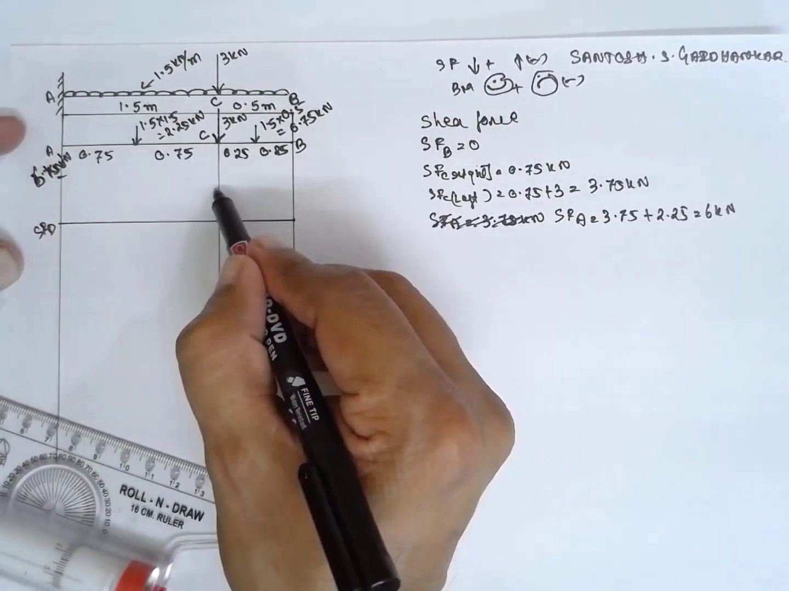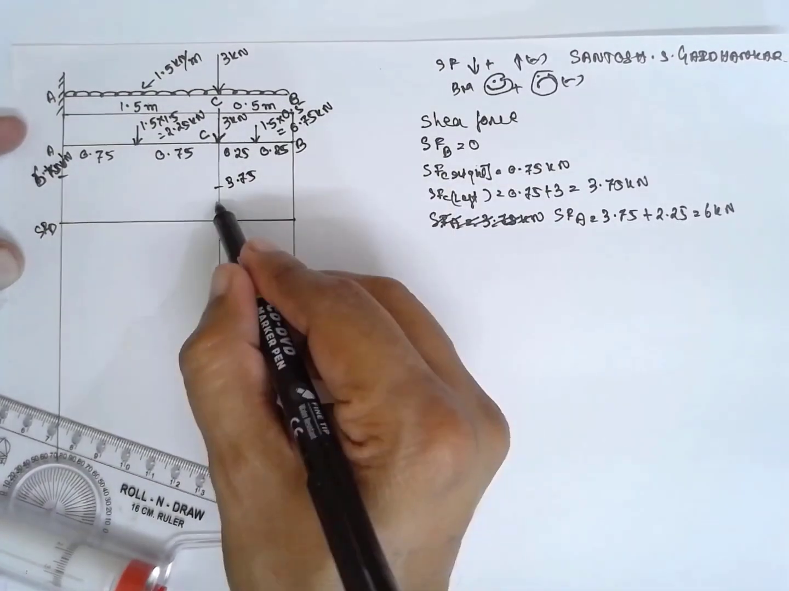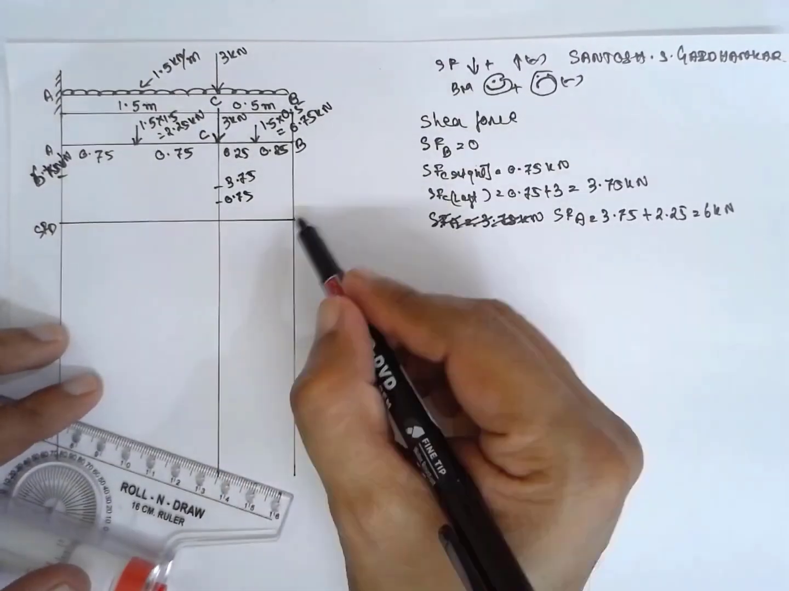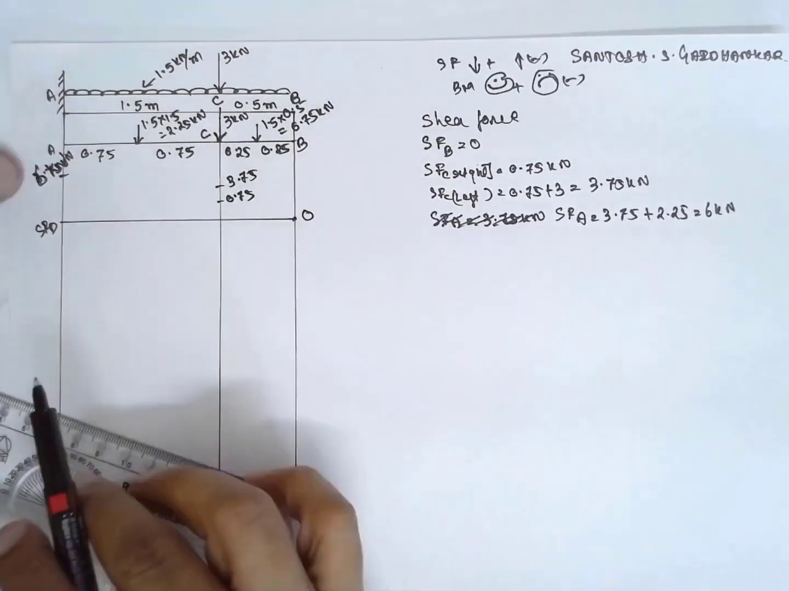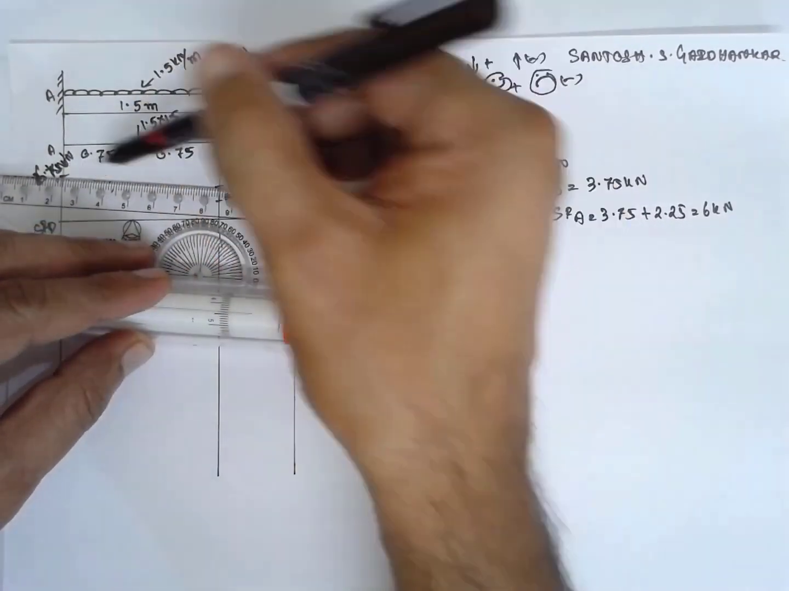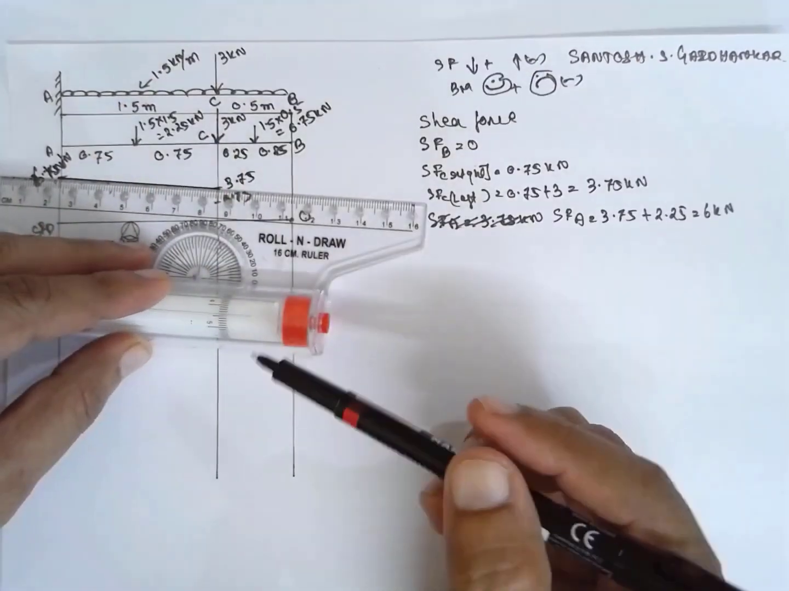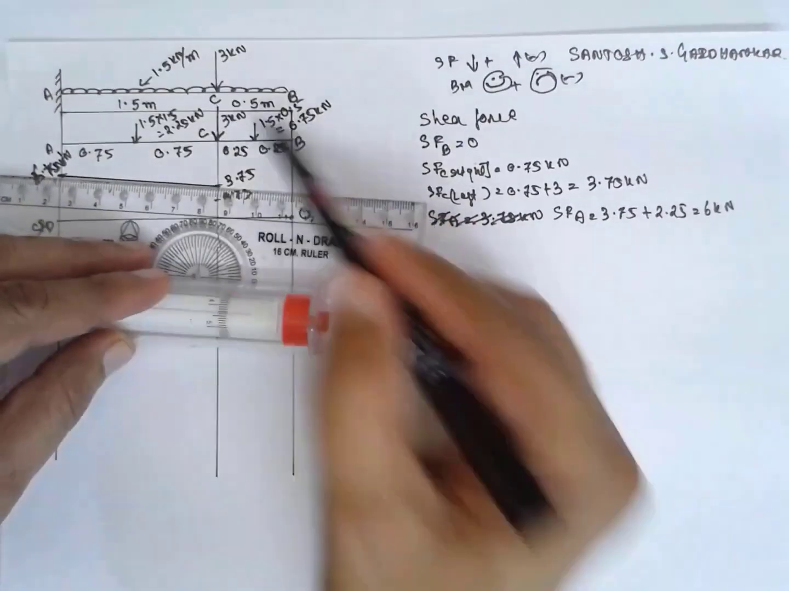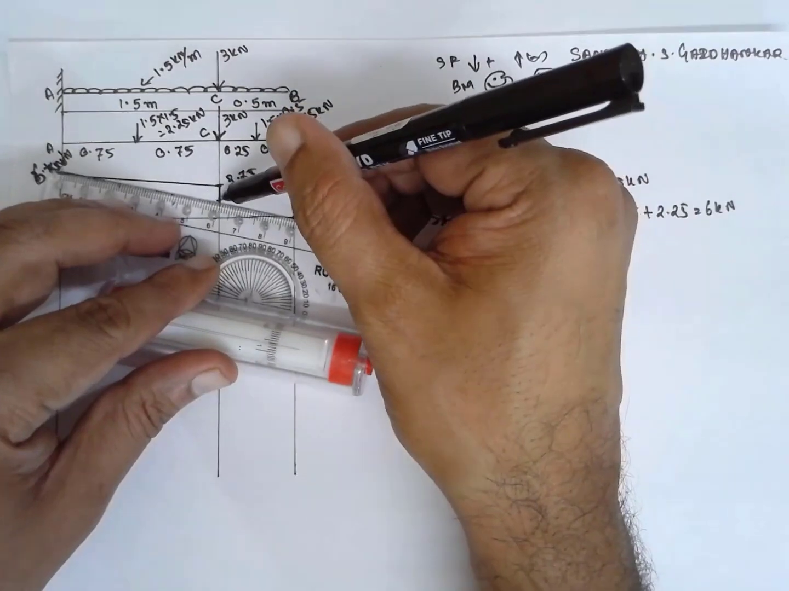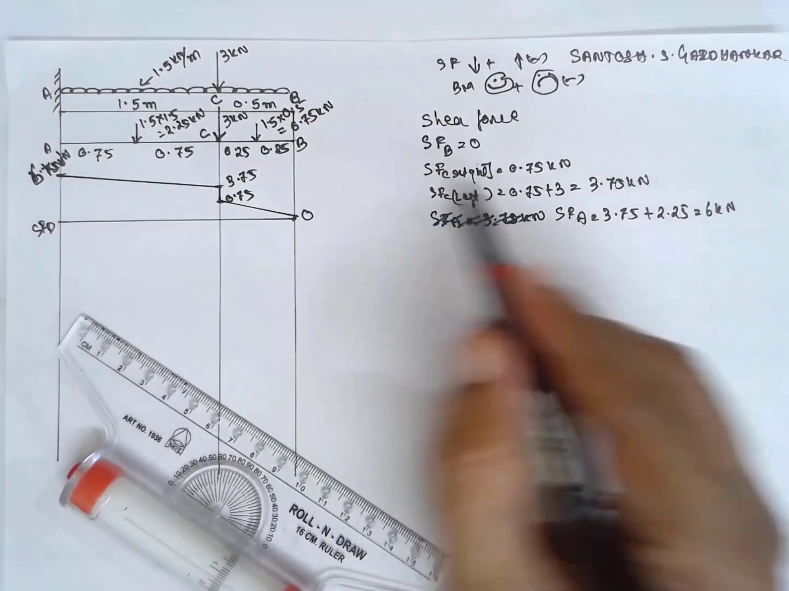SF at C is 3.75. At the C one more value is there, 0.75. At B it is 0. Therefore it is an inclined line here. Why is it an inclined line? Because it is a UDL. Therefore the inclined line appears. Draw a line here. Again there is an inclined line. In this way you have to solve the problem of SFD.